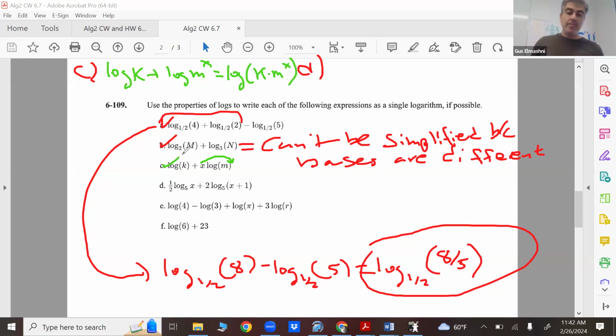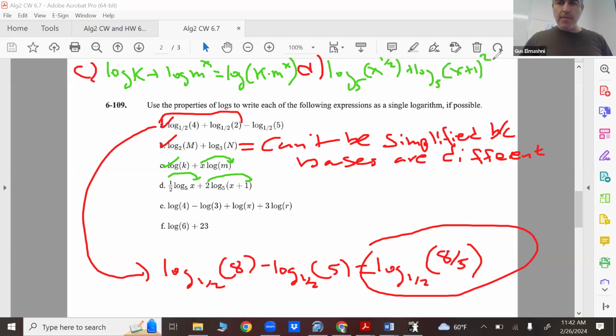Okay, go and try D on your own. Should take you just a few seconds, hopefully, maybe 10, 15 seconds. Remember that the 1/2 and the 2 roll back. You're rolling back. You should have log base 5 of X to the 1/2 power. Hold on a sec. Log base 5 of X plus 1 squared. And then you can multiply them.